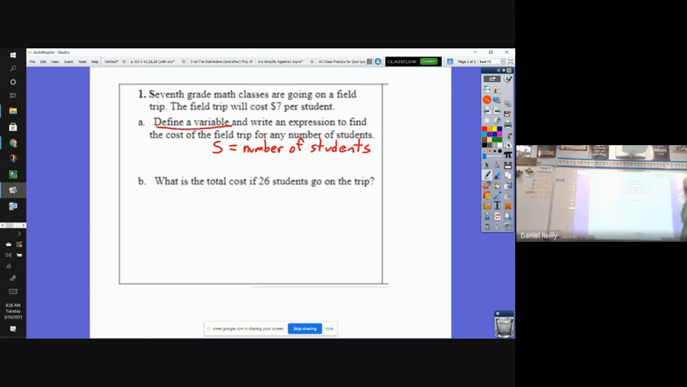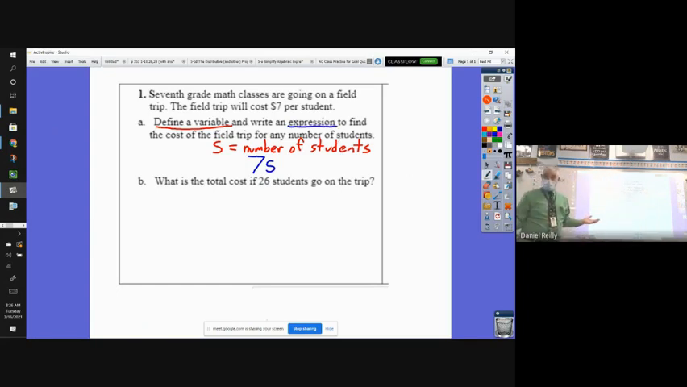And then write an expression for the total cost of the trip. What is that expression going to be? How much does the trip cost if there are S number of students going? 7 times S. How do I write that, Carlos? 7S, not 7XS, because that X looks like a letter, right? That's why we don't use it anymore. 7S, that's the expression.